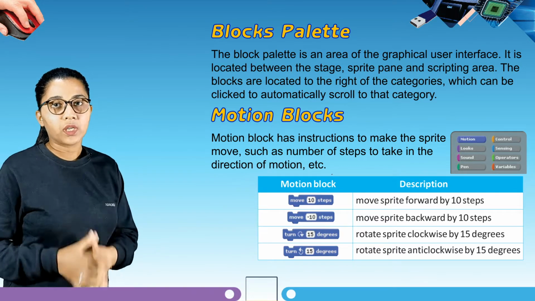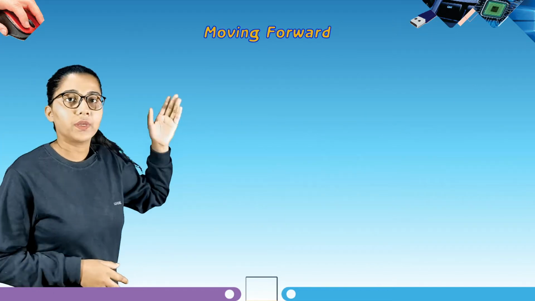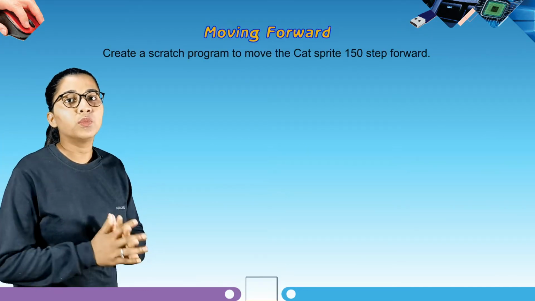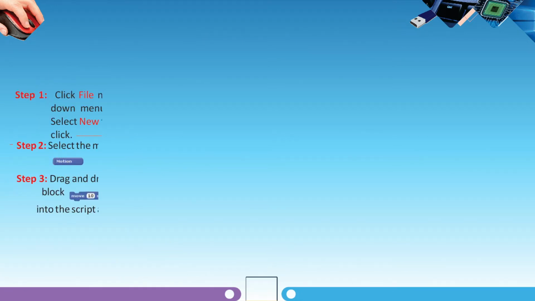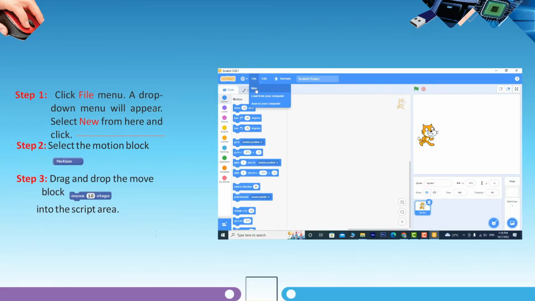Now students, our next topic is moving forward. Create a Scratch program to move the cat sprite 150 steps forward. Step 1, click File menu. A drop down menu will appear. Now select New from here and click.